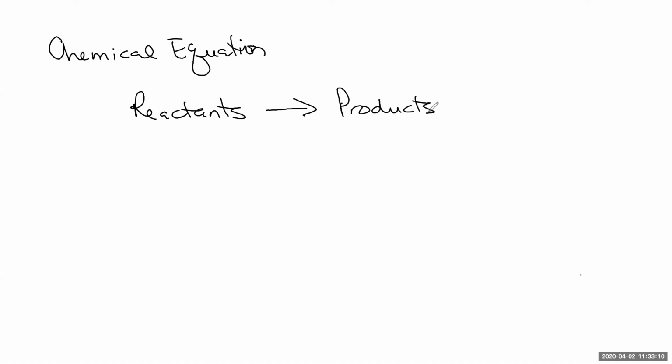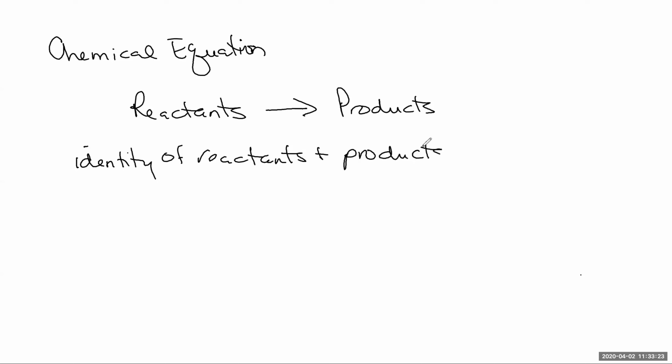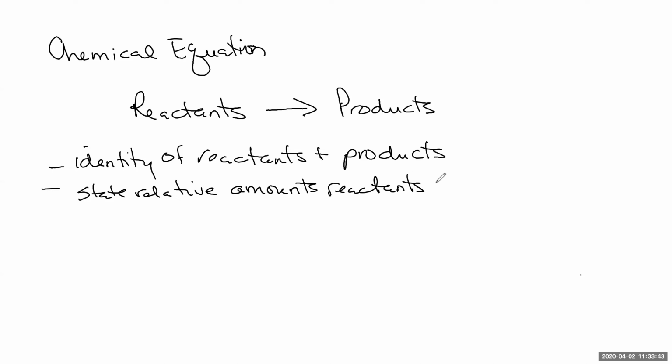When you write a chemical equation, there are a few things that need to be told. One thing is you need to state the identity of the reactants and products. For some reactions, this will be given to you, and later in the chapter, you'll be asked to predict products for certain reactions. The second thing you'll need to be able to do is state the relative amounts of the reactants and products. That's what we're going to talk about today. The process of doing this is called balancing.